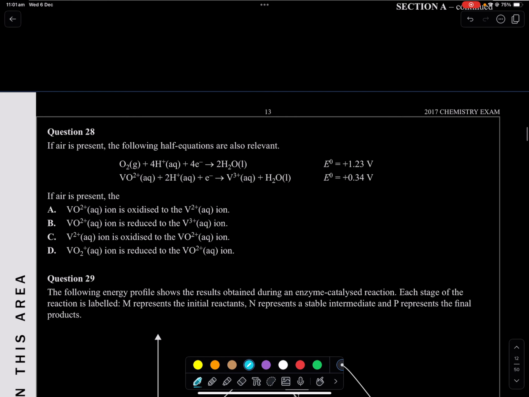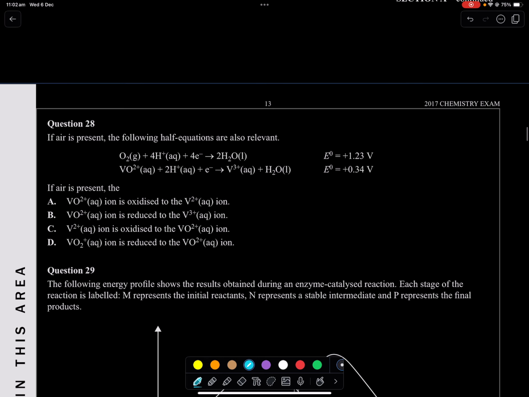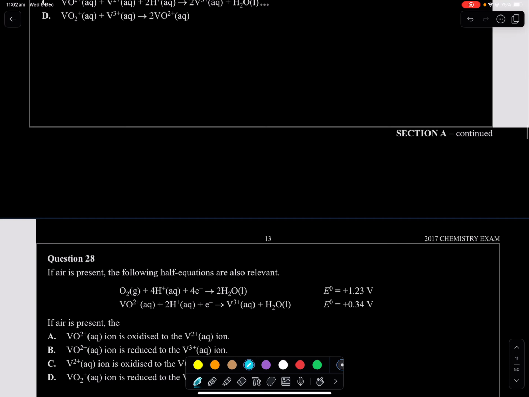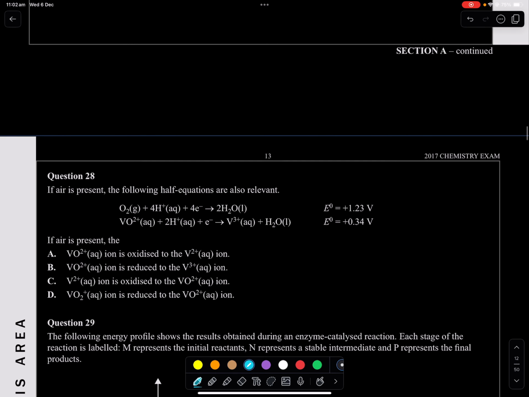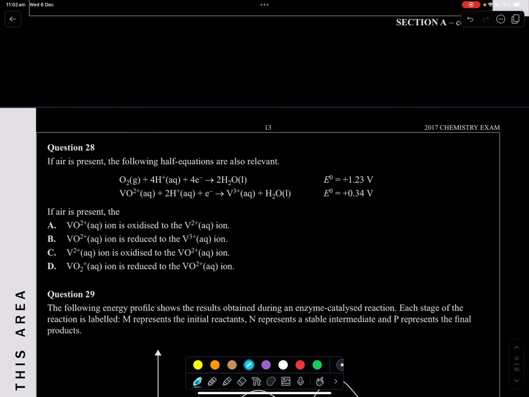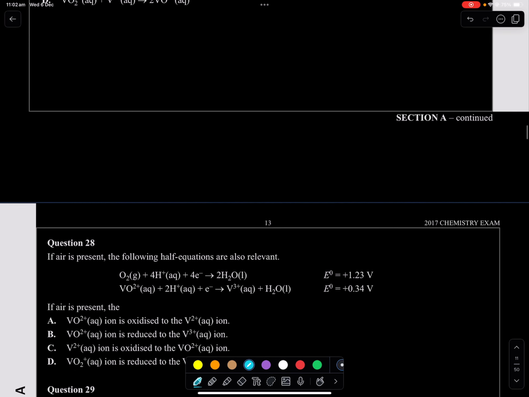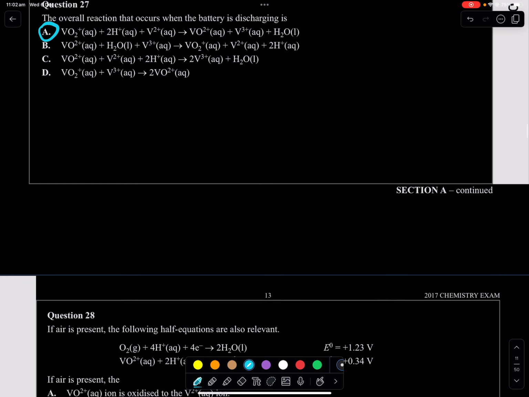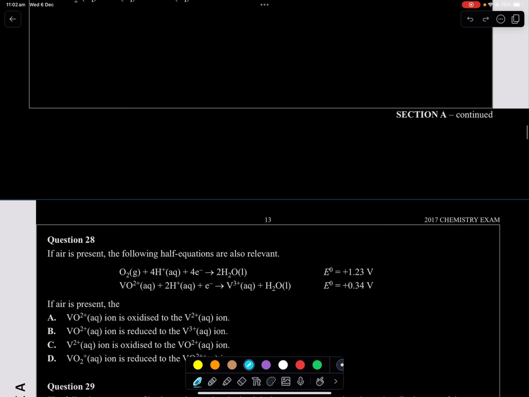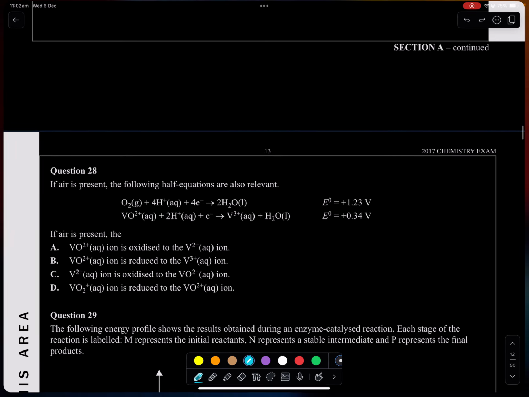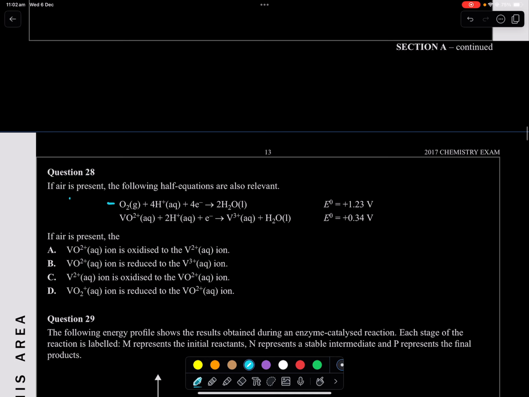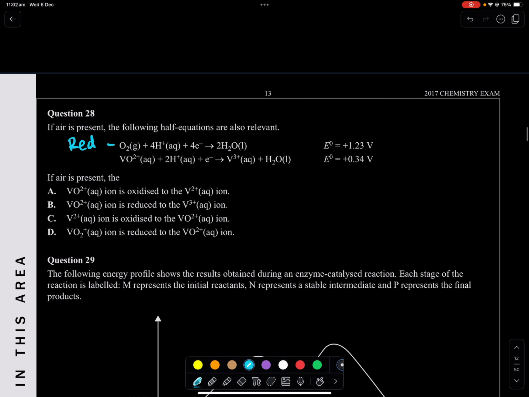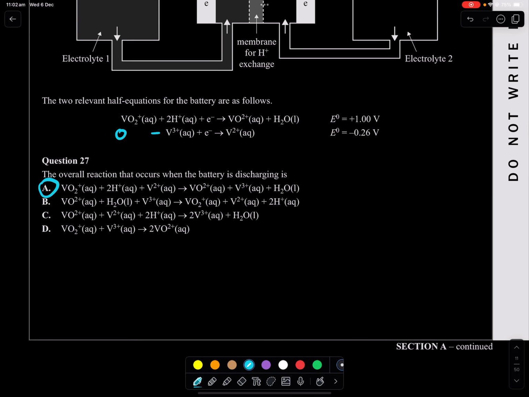Alright, question 28. If air is present, the following half equations are relevant. So we have this and those. Again, if air is present, which one? VO2 plus aqueous ion is oxidized. Let's find which one's oxidized. Remember, same thing: which one has the highest E value? In this case it's this one, so this here is going to go through reduction. And which one has the lowest E value? It's actually this one, so this one's going to go through oxidation.